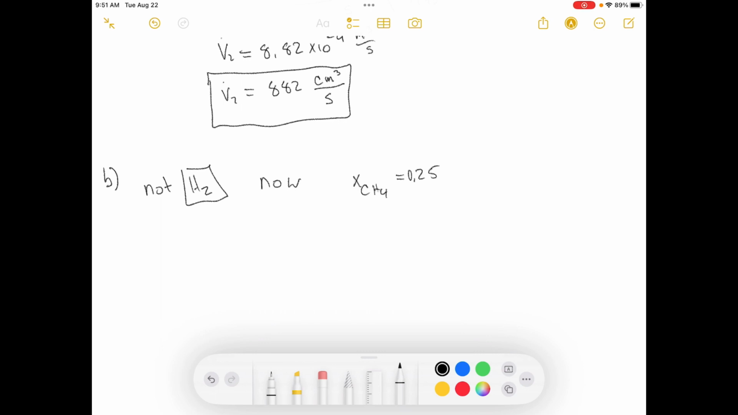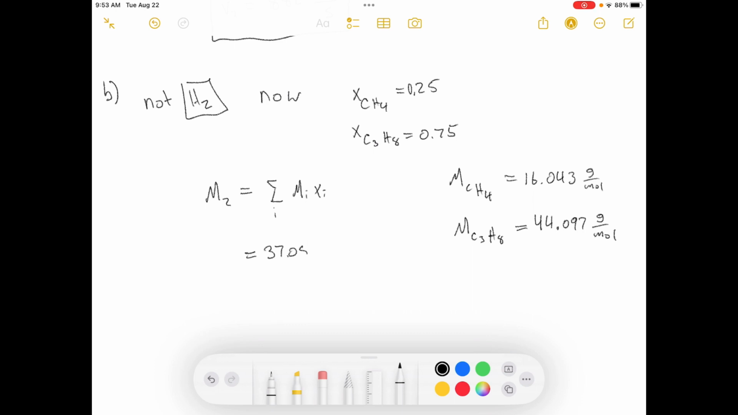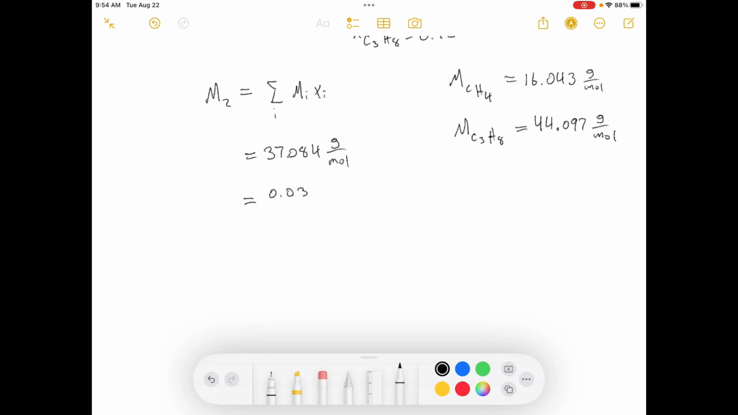Okay, so for part B, now they're telling us, okay, now we're not working with hydrogen gas, now we're working with a gas mixture. And the gas mixture is methane and propane, in a certain mole fraction that they gave to us. Okay, so in order to calculate what our new molar mass is, we need to know what the molar masses of the two components are, and then we need to do a weighted average of those components and their molar masses and how much there is in the stream, according to the equation that I wrote down, the sum of the molar masses times their mole fractions.